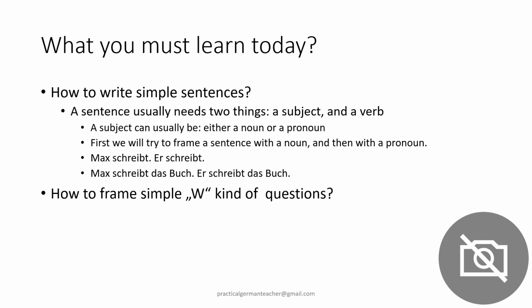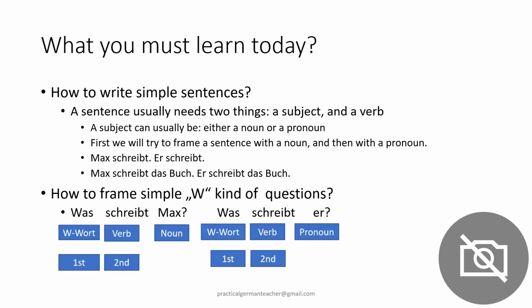Once you know how to write a simple sentence, you should be able to write a simple W word kind of question. By W word, you should infer who, what, when, where, how, which kind of questions. What you have to do is place the W word at the beginning of a sentence, then comes the verb, followed by the noun or the pronoun. On the slide, you will see blue banners describing what I just said.